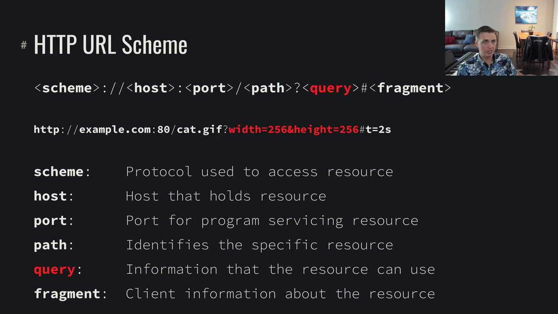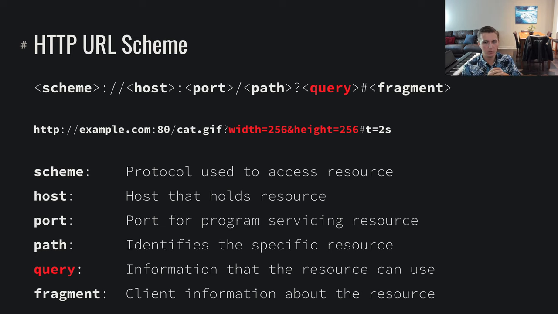The next part of the URL scheme is the query. We might be saying that this resource has other information that it might need in order to know how to correctly get that resource, or if we're interacting with that resource, how we want to interact with it. For example, we can imagine that this web server is able to facilitate this cat.gif resource, and it might be able to return GIFs of different widths and heights. So in this case, we specify within the query that I want a width of 256 and a height of 256. Again, it's really up to the web application how it's going to facilitate these requests, but this is what the standardized URL scheme supports for communication, and this is how things are standardized.